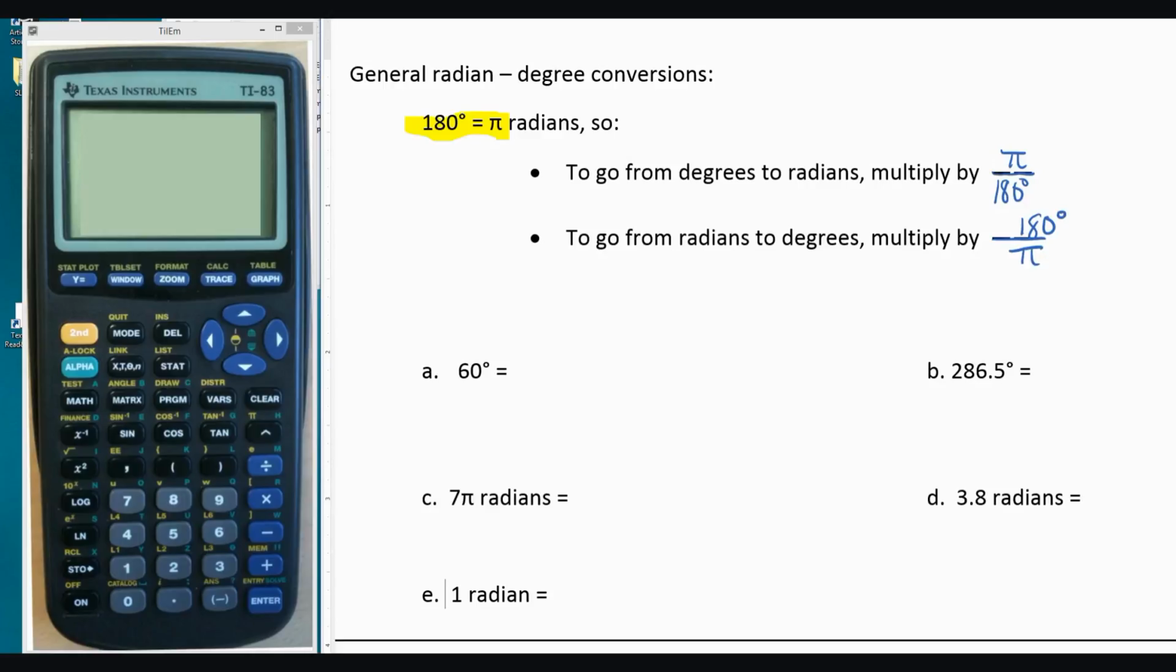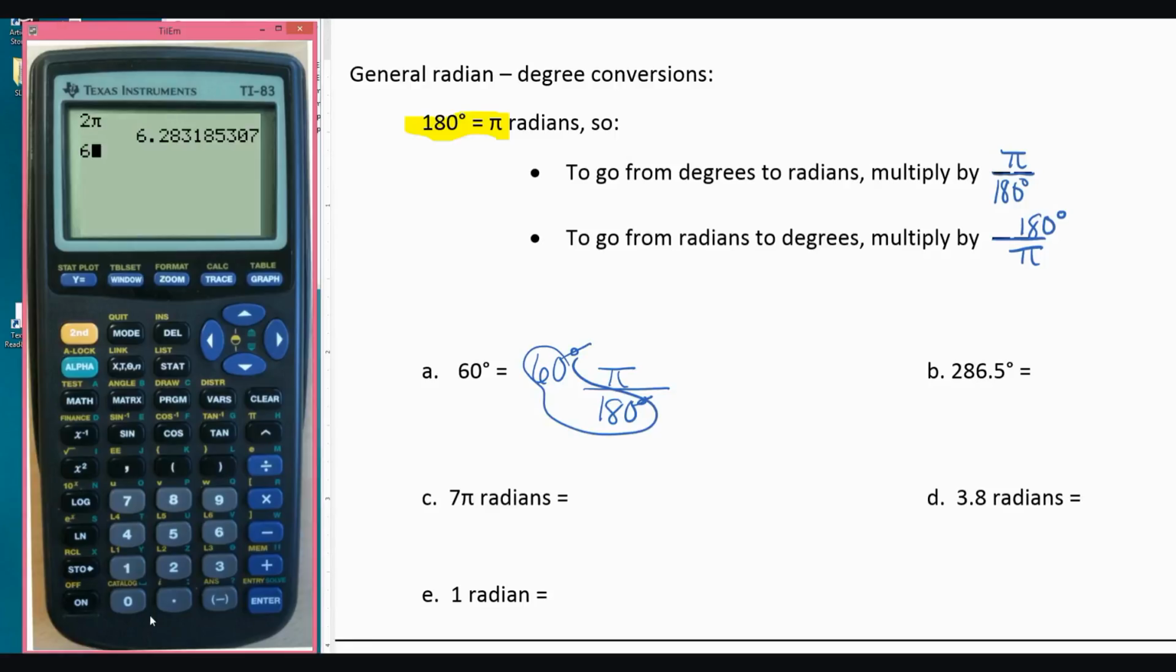If we want to put 60 degrees in radians, we would take 60 degrees. And you can know which way you're going because we want to cancel out degrees and have radians. So we're going to put degrees down here so that our degrees cancel out, and pi up here. Then we need to simplify this fraction, and we can do that on our calculator. 60 divided by 180 we see is 1/3. So 60 degrees is pi over 3 radians.